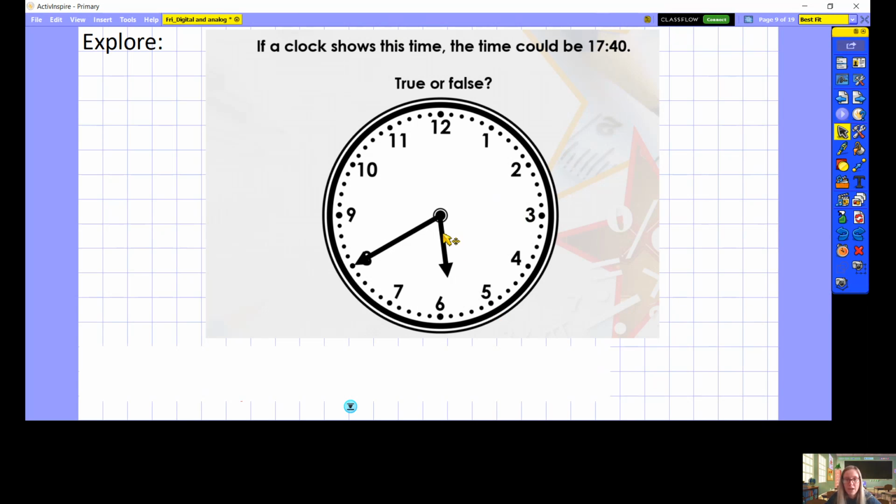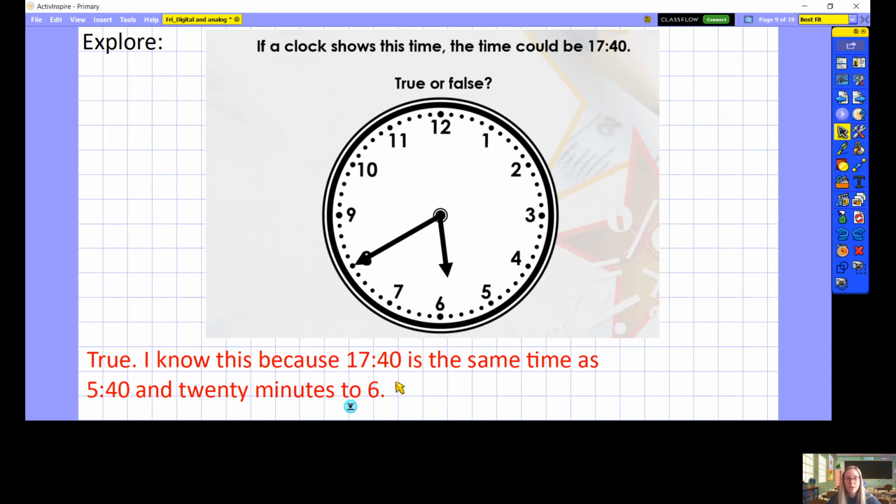Okay, so let's look at the time. So the hour hand is just before the 6, so the hour would be 5. And if we're thinking about the clock as a 24-hour clock, so 5 add 12 would be 17. And then the minute hand is on the 8. So counting round in 5s, 5, 10, 15, 20, 25, 30, 35, 40. The time is 1740. So actually, I think this is true, and I know this because 1740 is the same time as 5:40, or you could write it as 20 minutes to 6. So that was a true question.